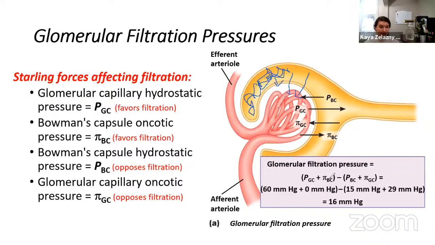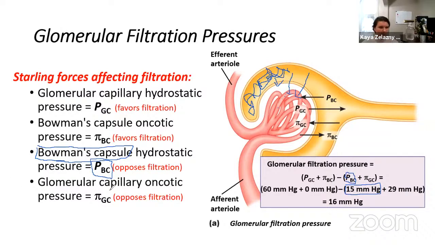Okay. So for our values, we'll start with that hydrostatic pressure, Bowman's capsule, right? Hydrostatic pressure is PBC, right? So that's our push. P for push, we can kind of think, right? So our hydrostatic pressure here is about 15 millimeters of mercury. Right, so it's lower than our push of fluid being filtered out of the capillary, but it does exist. So there is fluid in Bowman's capsule, so we do put a number to that.